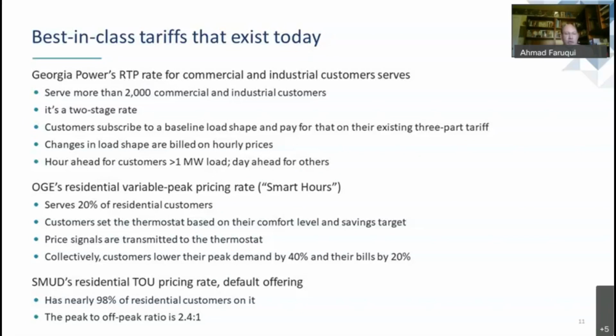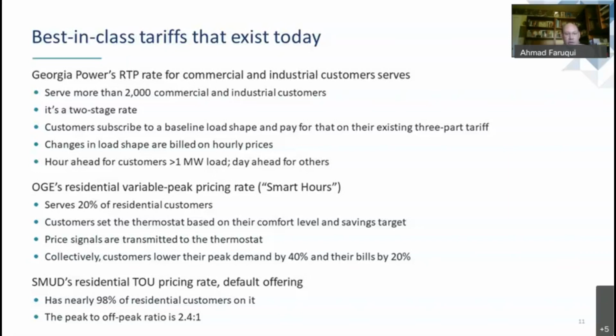It's a two-stage rate. The first stage is your baseline load shape as a customer. And for that baseline load shape, you are going to be billed on the existing tariff, which is a three-part tariff with demand charges, energy charges, and fixed charges. So unless you change your baseline load shape, your bill is what it would have been otherwise. And the utility's revenues are the same as well. So it's protecting both sides of the transaction.